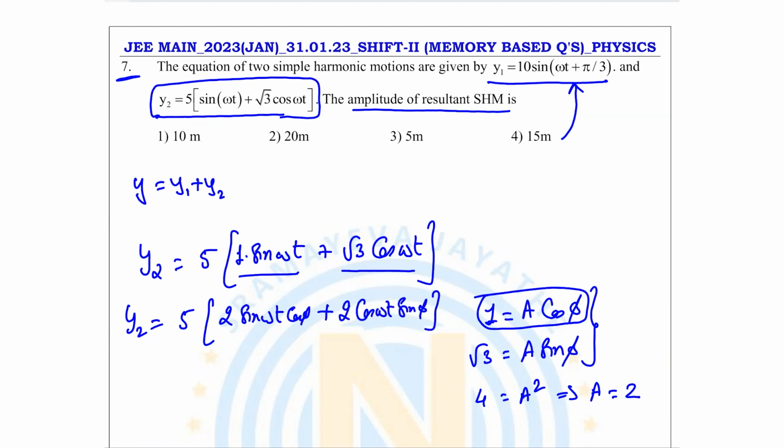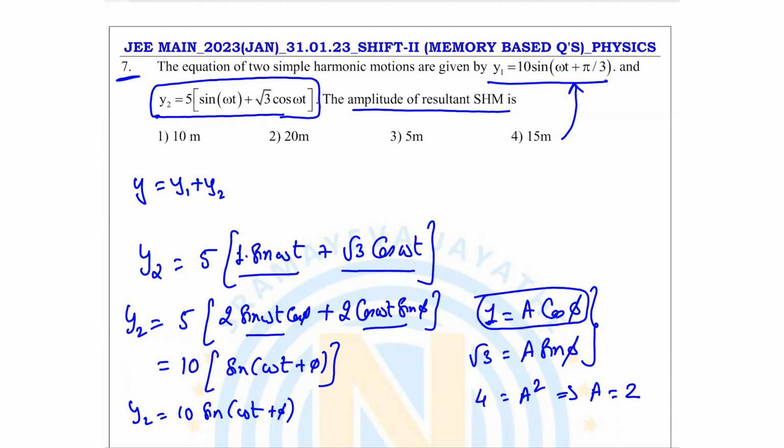Now you can see that I can take 2 common out of this and this becomes sin a cos b plus cos a sin b. So sine of omega t plus phi. So y2 becomes 10 sine of omega t plus phi.